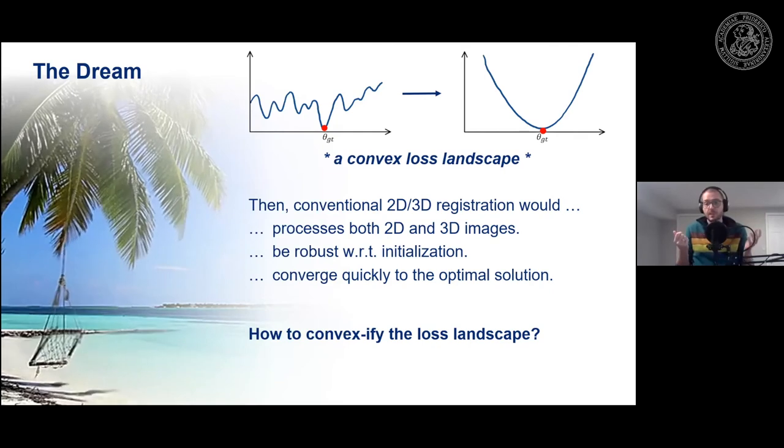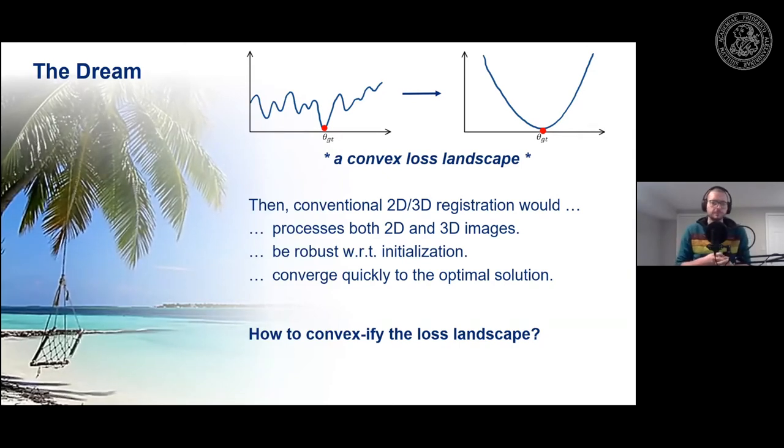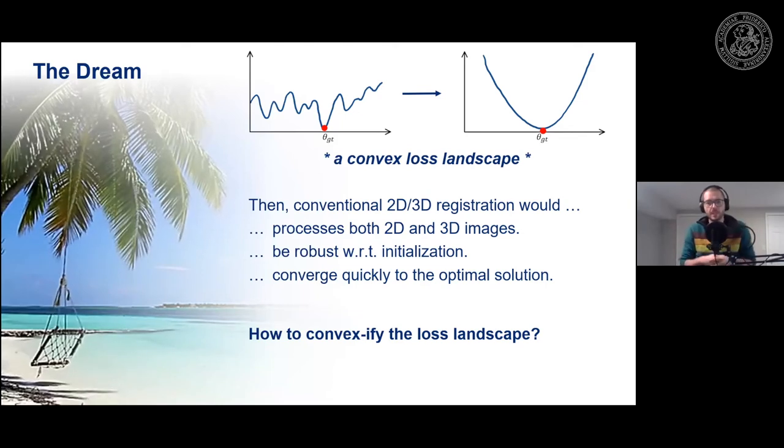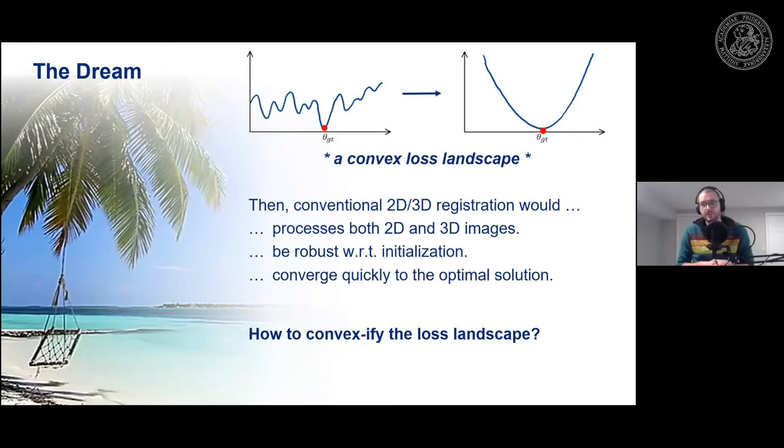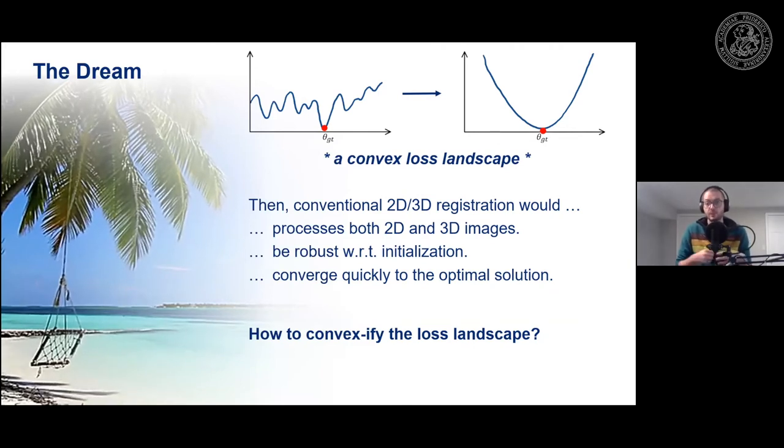Because now our loss landscape is convex, our solution would always be robust with respect to initialization, because you're guaranteed to find the global optimum. And because you have this nice property of convexity, even a gradient-based method, something as simple as stochastic or regular gradient descent, would very quickly converge to the optimal solution that we would like to find. Okay, but we just said that image similarity doesn't give us such a cost function. So how do we convexify the loss landscape that we get from traditional image-based registration?